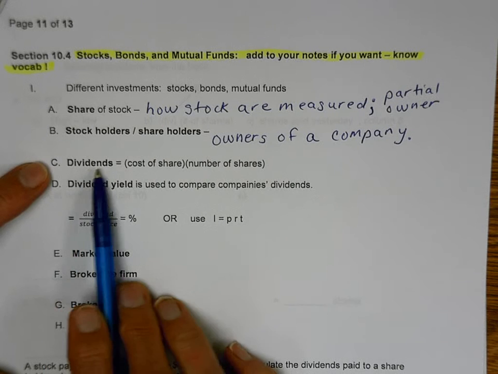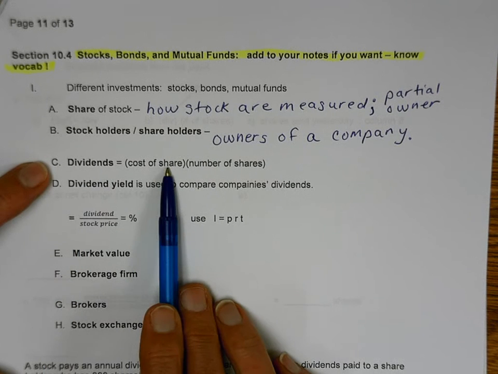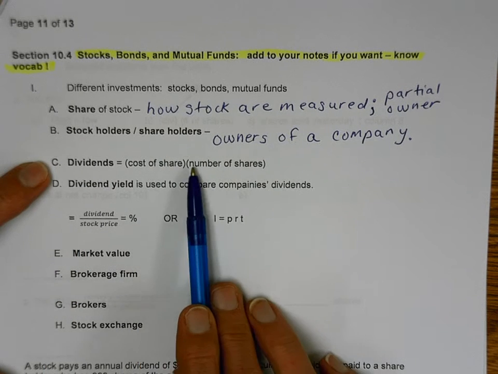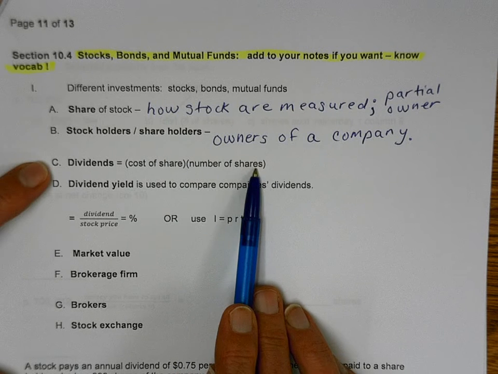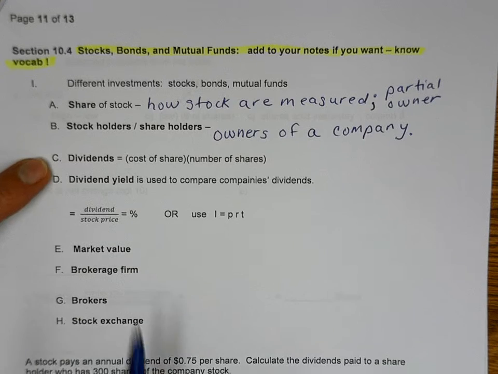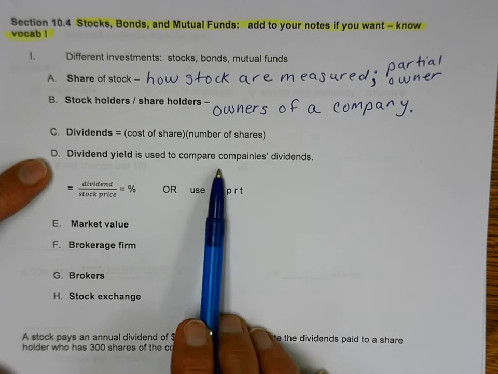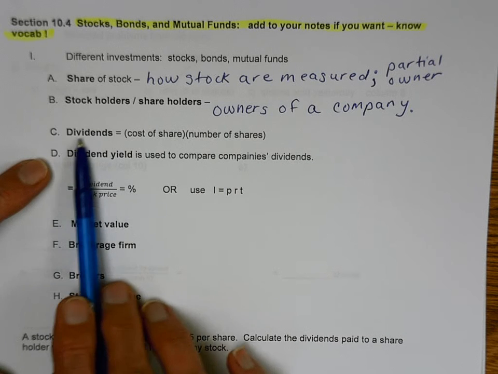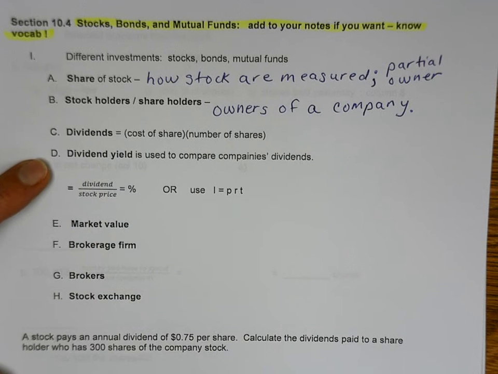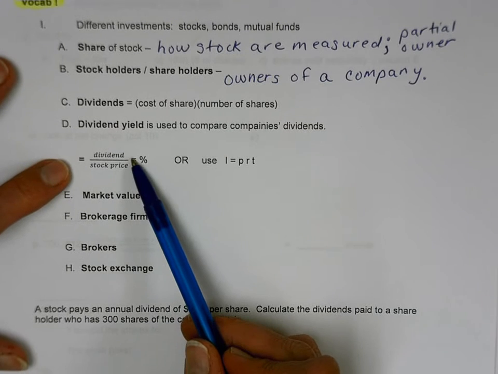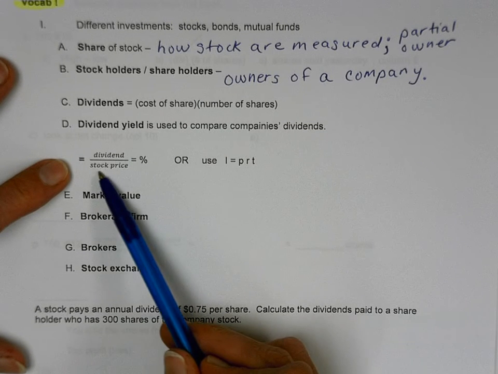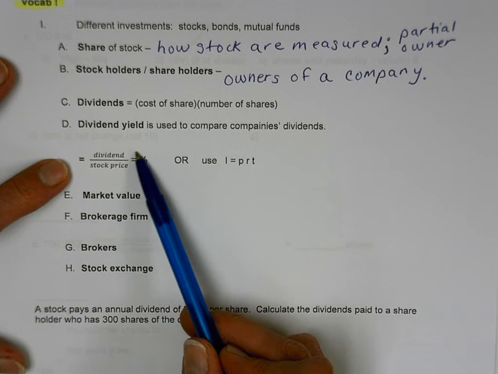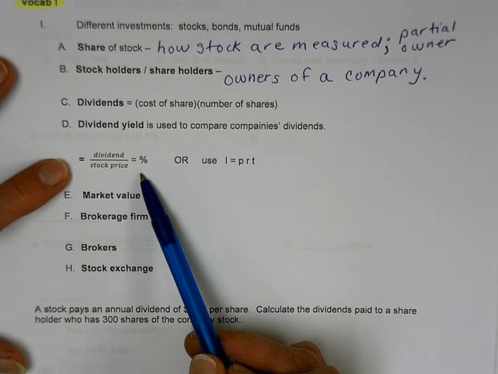Dividends. A dividend is found by taking the cost of one share and multiplying it by the number of shares that you own. That's a dividend. The dividend yield is used to compare companies' dividends. This you can find in the newspaper, and we're going to go over that in a few minutes. The dividend yield is found by taking the dividend and dividing it by the stock price, and that's labeled with a percent.